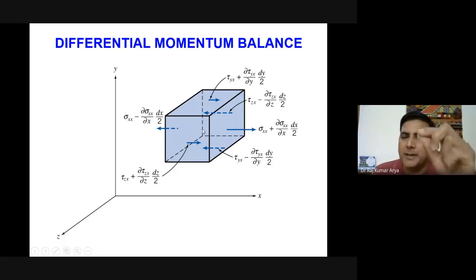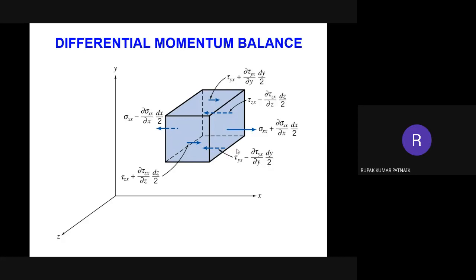As you go to the plus upside, you are doing a Taylor series expansion to dy by 2, because the total dimension in the y direction is dy. So you moved downward by dy by 2 and upward by dy by 2. Correct or not? You move plus delta y by 2 to reach the top plane. If you want to reach the bottom plane, you have to move down by dy by 2. Correct or not?